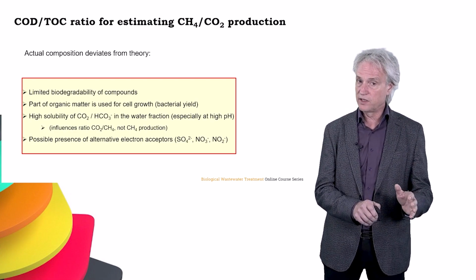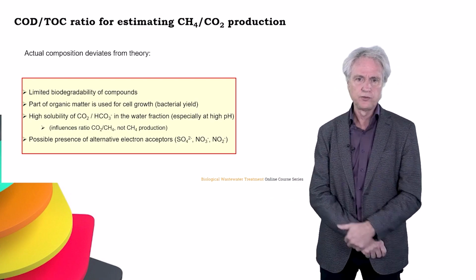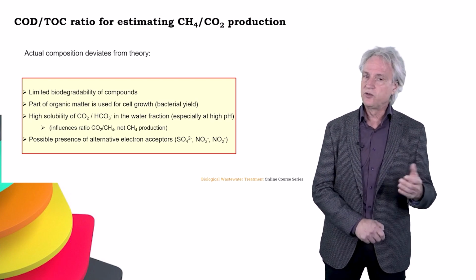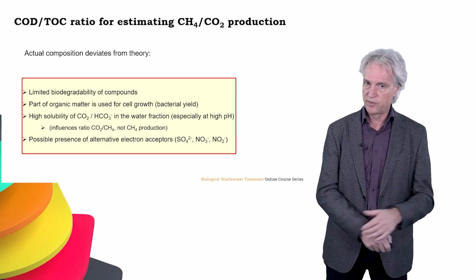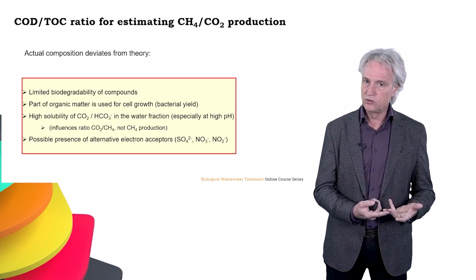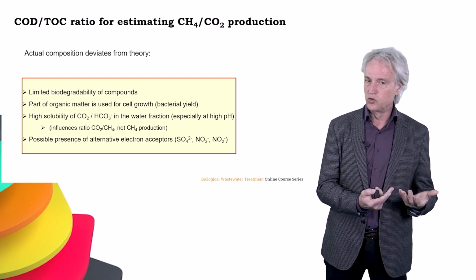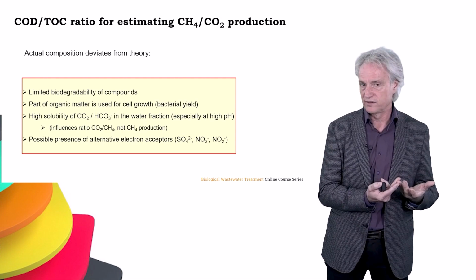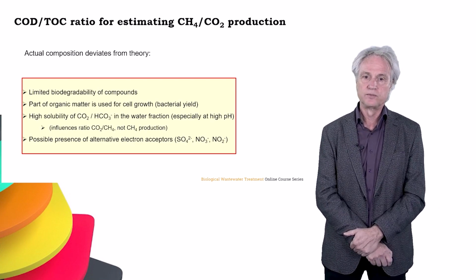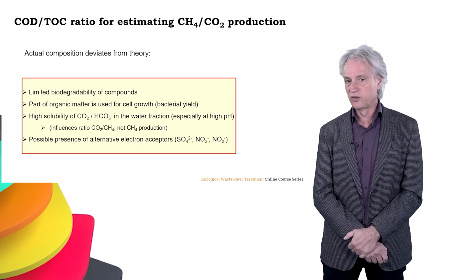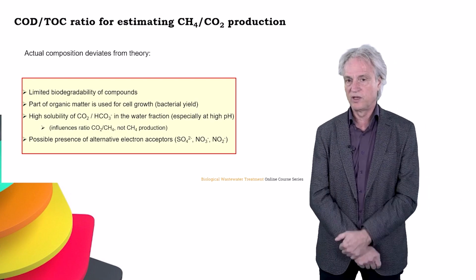Then part of the organic matter is also used for cell growth, although not much, but still we have a bacterial yield. And then most important is CO2 is highly soluble in water. Since it dissociates, it reacts with water and it forms bicarbonate. So the solubility of CO2 is much higher than methane, and that's why we have less CO2 in the biogas than we expect, that we calculated, and we have more methane in the biogas than we calculated based on the COD-TUC ratio. So this high solubility influences the CO2-CH4 relation in the biogas, but of course not the methane production.